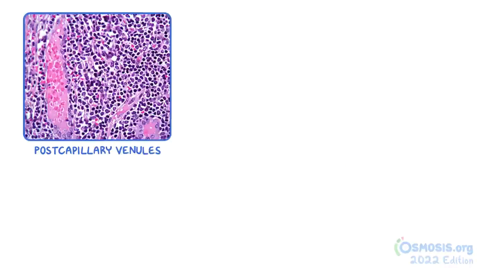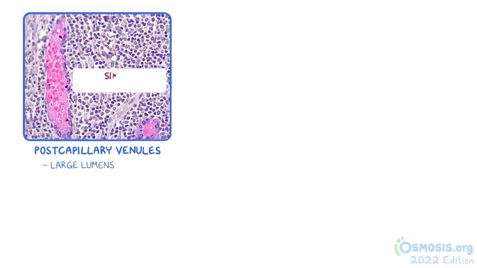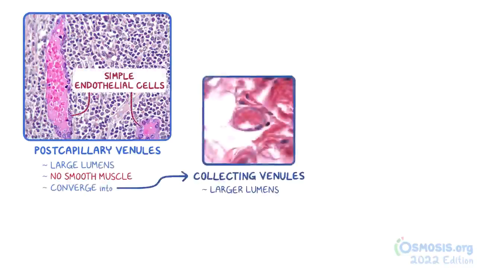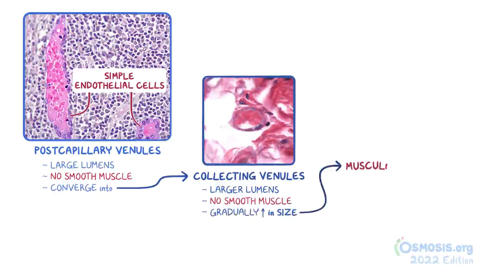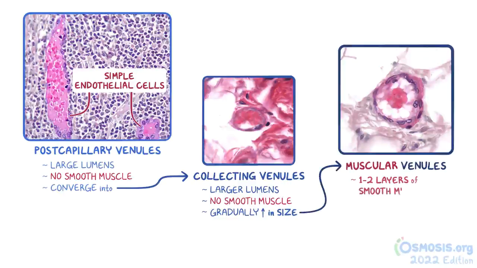After the capillaries, the blood then drains into postcapillary venules, like the ones in this section taken from a lymph node. The venule on the left is a longitudinal cut of the blood vessel, and the one seen in the lower right is a cross section. These vessels have large lumens with only a thin wall of simple endothelial cells and no smooth muscle. The postcapillary venules then converge into collecting venules that have even larger lumens and still don't have a layer of smooth muscle. These venules gradually increase in size. Once smooth muscle is present, they're considered muscular venules, which can have 1 to 2 layers of smooth muscle surrounding the endothelium. In this image, we can see that the venule is at least partially surrounded by smooth muscle.